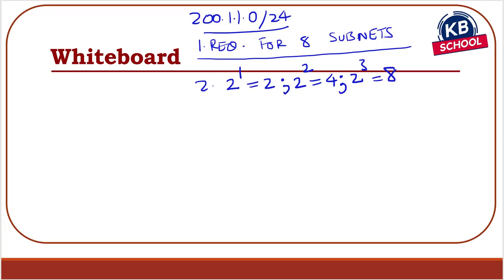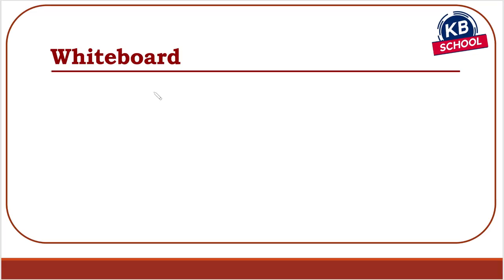All right, rather than doing this math to figure that out, I have a table that I want you guys to create. Start the table with 1, go all the way to 7. So 1, 2, 3, 4, 5, 6, and 7. All right, this is going to be my number of bits to borrow.